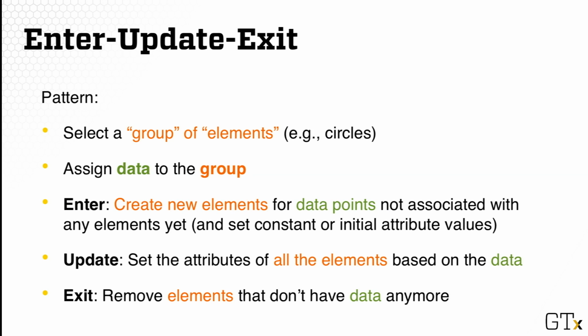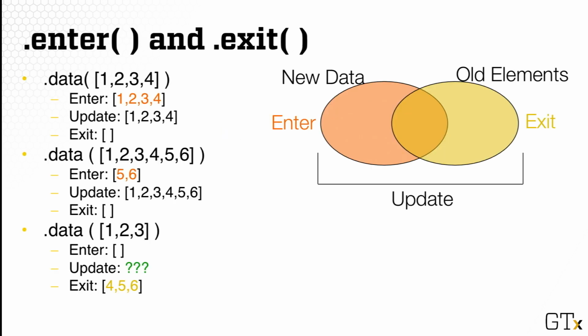At first glance, this may seem a little abstract. What do you mean by creating elements for data that are not associated? So we'll look at an example very quickly now to figure out what all of this means.